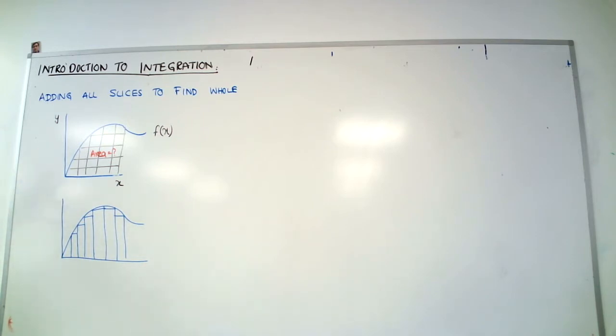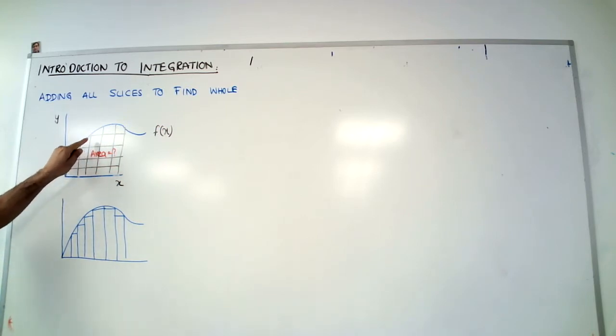So let's say that is the curve, and I want to find the area. To find the area under the curve from this point to that point, I need to break it into tiny pieces. That's differentiation. And then I just add them up. I find the area of that one, that one, that one, that one.